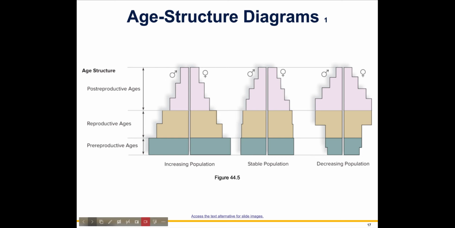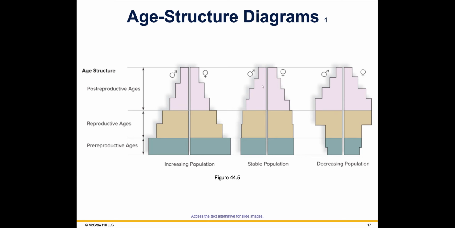So, again, if we've got very few post-reproductive age and then a larger group of reproductive age, and then the largest being pre-reproductive age, our population is getting bigger because post-reproductive age at some point will die off, reproductive age will move on up, so will pre-reproductive age move into reproductive age, and we've just made a bigger pyramid. A stable population shows us that really our reproductive age is sort of the biggest chunk.